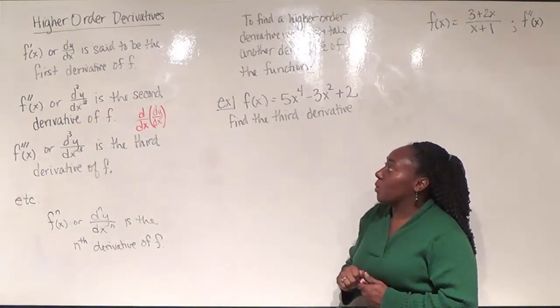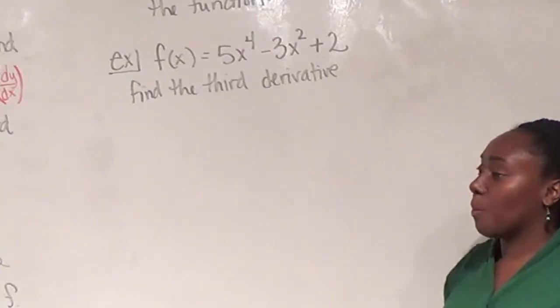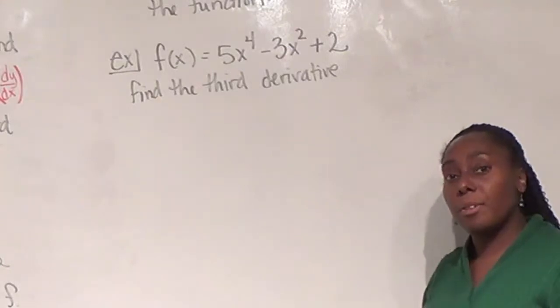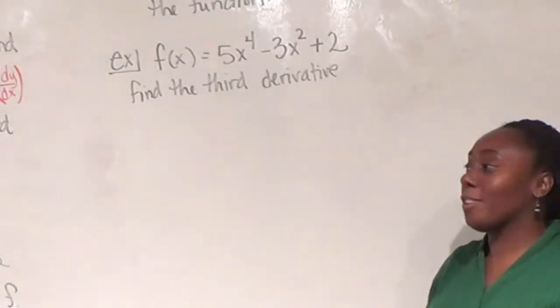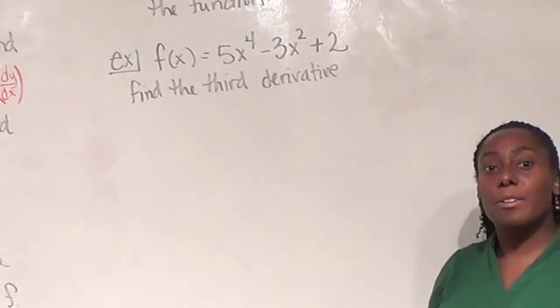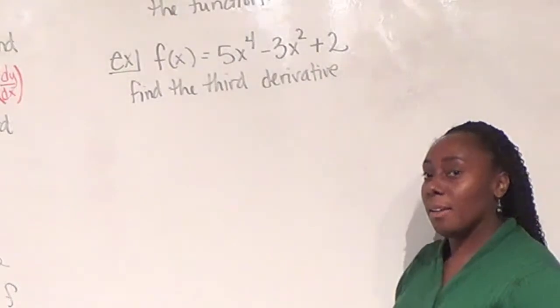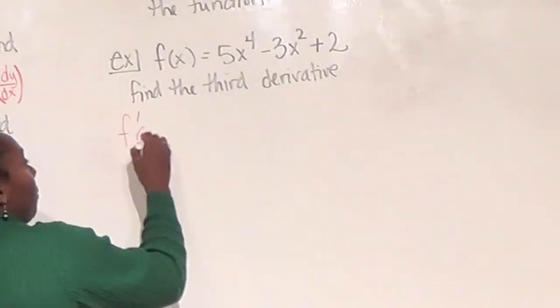So let's look at this one for example. f of x equals 5x to the fourth minus 3x squared plus 2. We want to find the third derivative. Okay? Now I'm saying derivative a lot, but again, all it is, is taking another derivative of a derivative and so forth. Okay? So here, I'm always going to start with my first derivative.